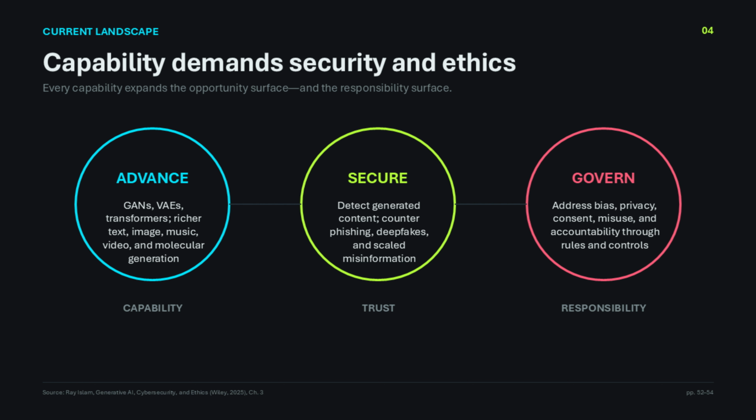Then we have governance, bias, privacy, consent, misuse, and accountability. These are not optional policy topics sitting outside the technology. They directly affect whether people trust the system. So the takeaway is simple but powerful. Every new capability expands the opportunity surface and the responsibility surface. Innovation creates value only when security and ethics are built into the journey from the beginning.